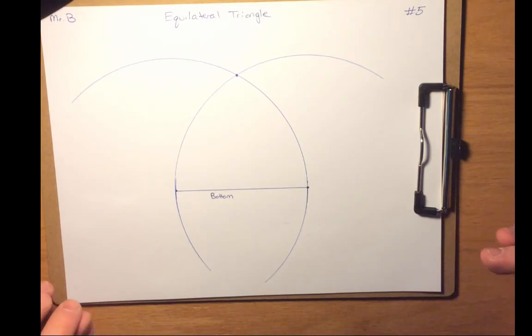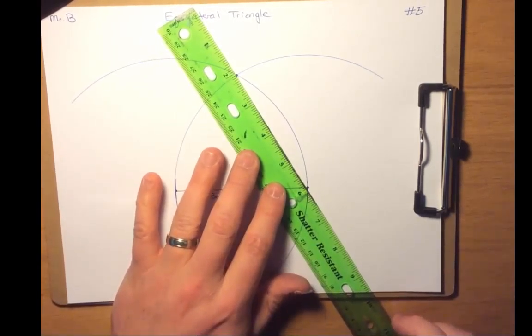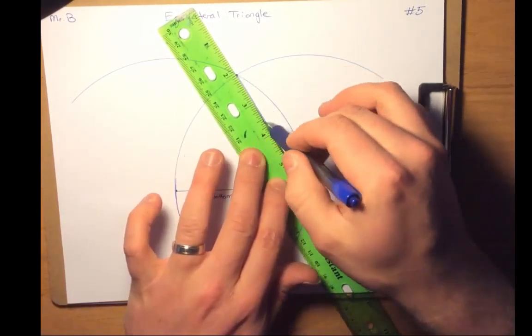Now, how am I going to finish out this equilateral triangle? You draw the line. Yeah, I draw the lines. So I basically connect the only 3 points I have on this diagram.